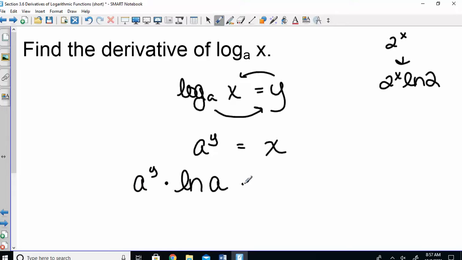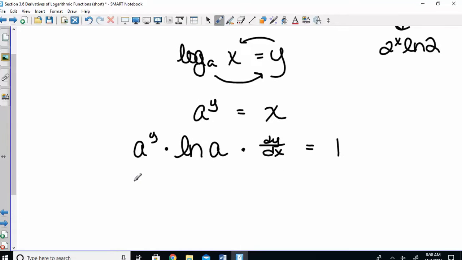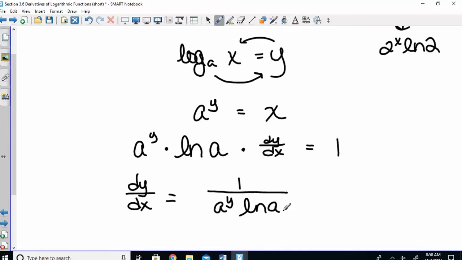What's the derivative of y? 1 or dy dx. Equals, what's the derivative of x? 1. So we get dy dx equals 1 over a to the y times the natural log of a.